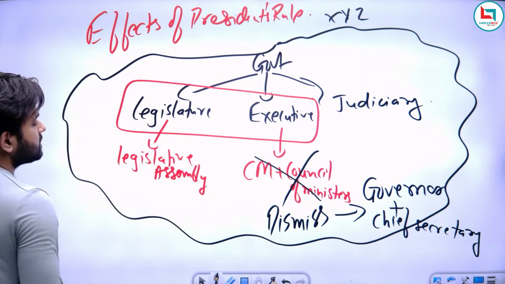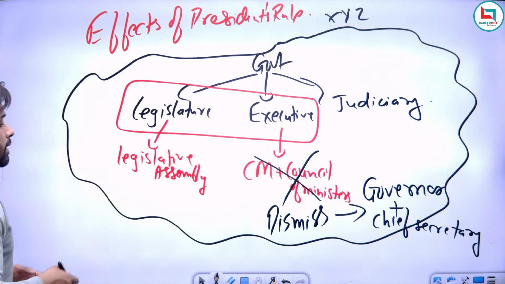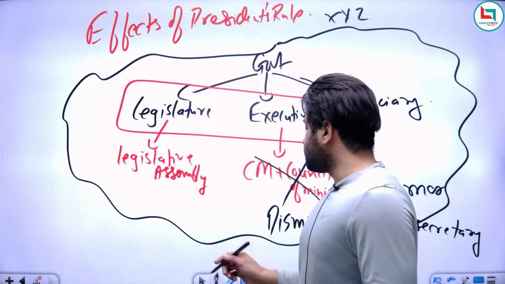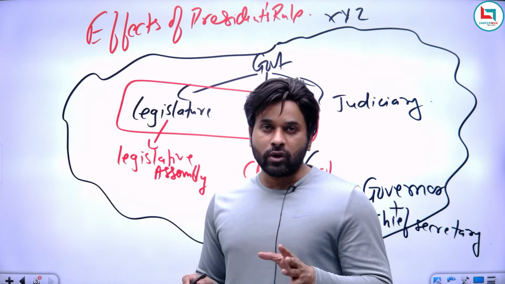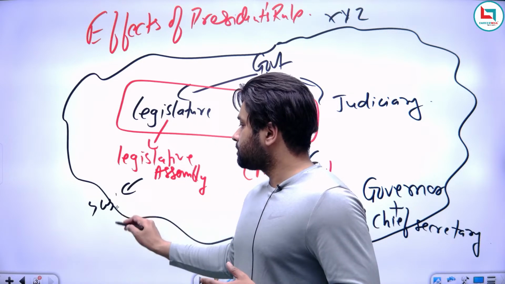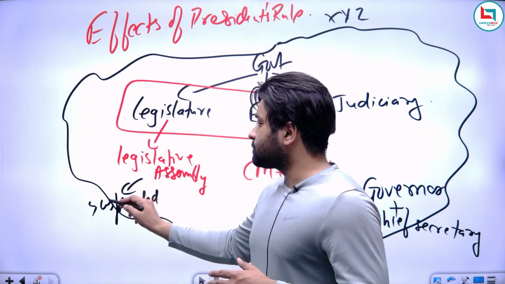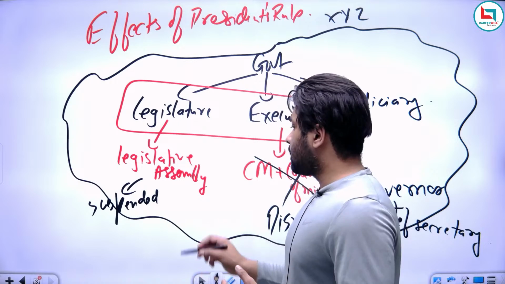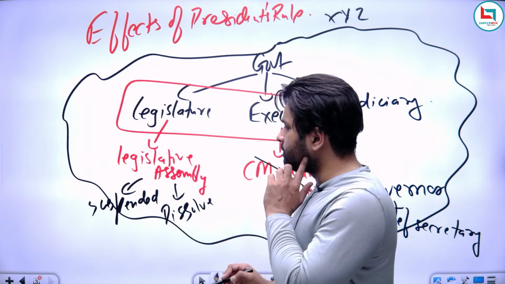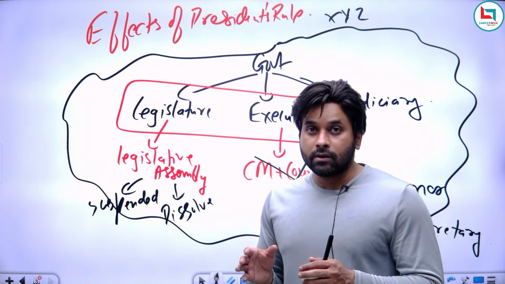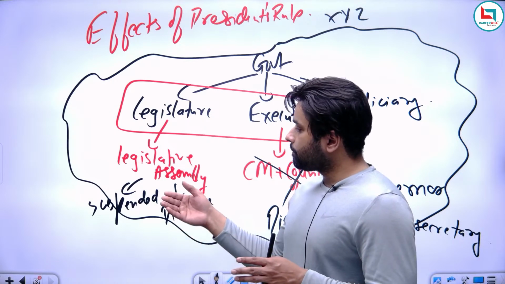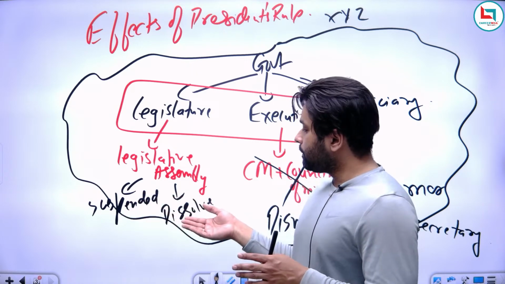Now what will happen with the legislature when president's rule is imposed? Remember, whenever president's rule is imposed, what happens with the legislature? The answer is simple. Two things are going to happen with the legislature. Either the president is going to suspend the legislative assembly, or the president is going to dissolve the legislative assembly. Remember, during president's rule, either the legislative assembly will be suspended or it will be dissolved.